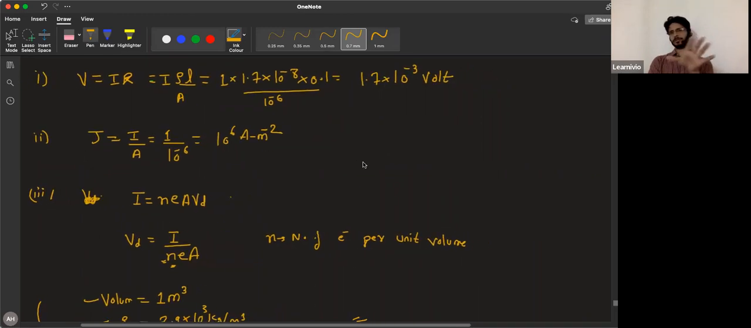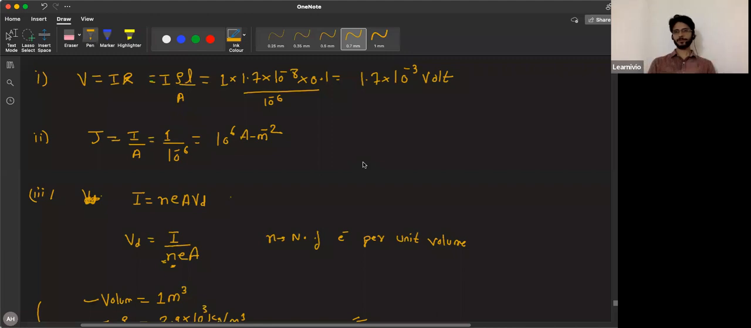See, in these questions of the first theoretical part, current density and current, the only tough part is small n, the number density of electrons, nothing else. Otherwise, everything else is straightforward. Only the number density is an issue. Arpit, all clear? Yes, sir.